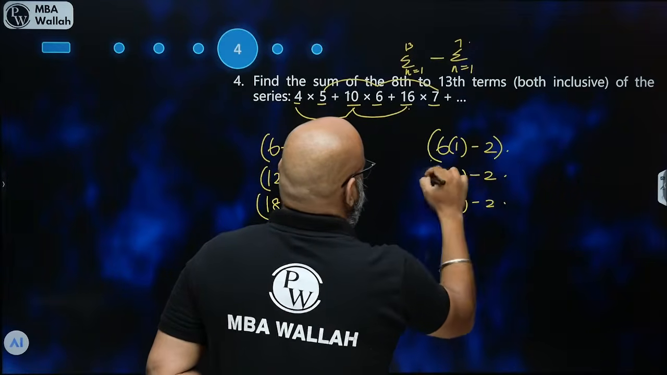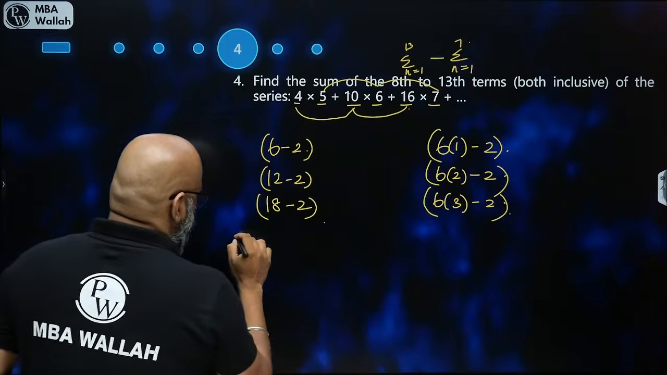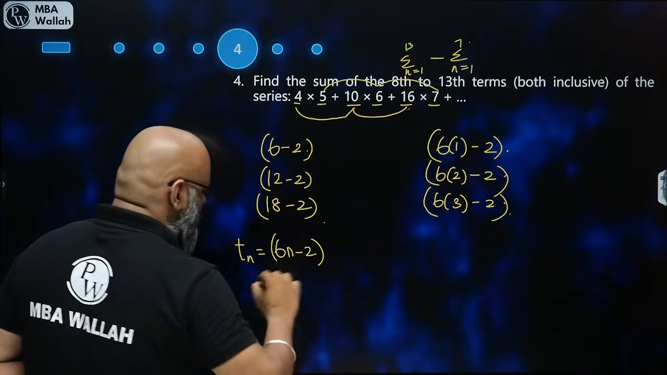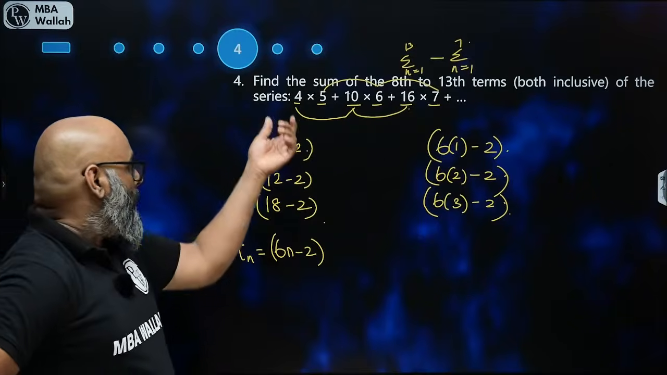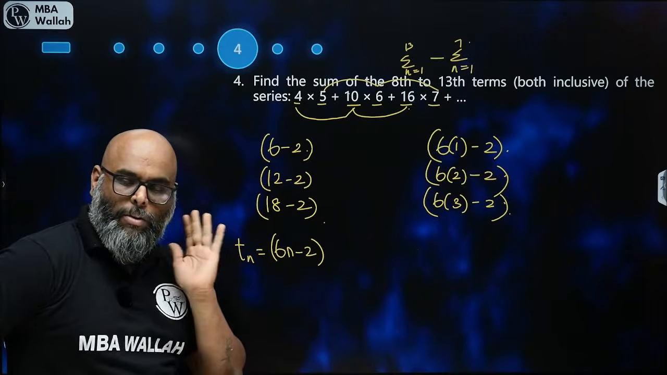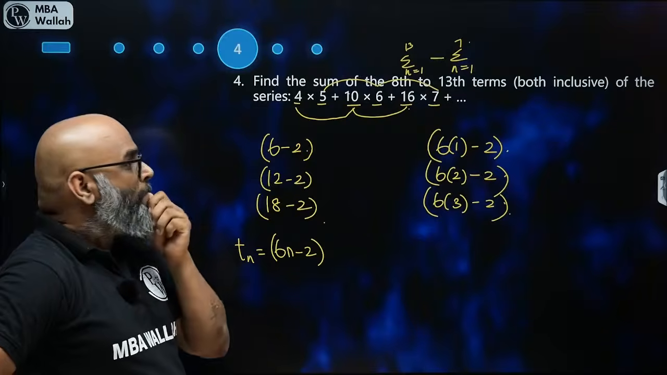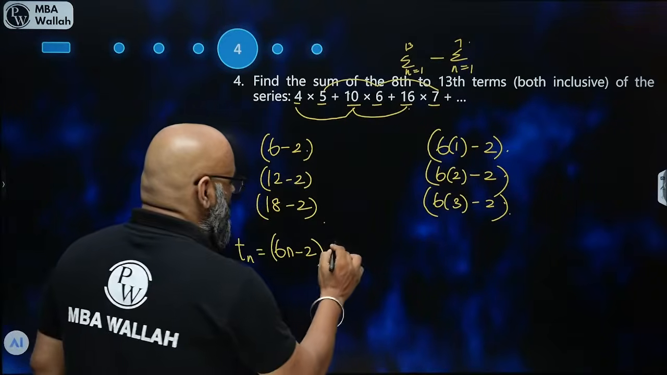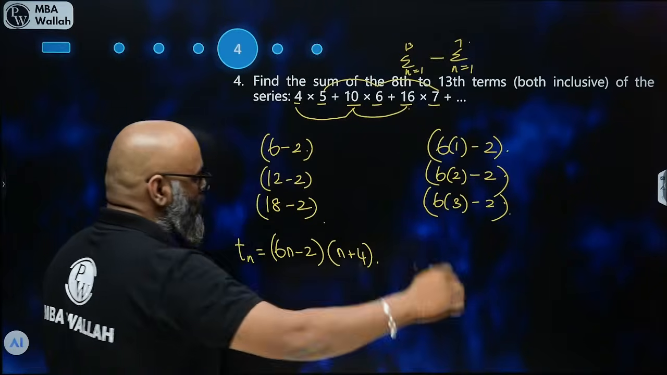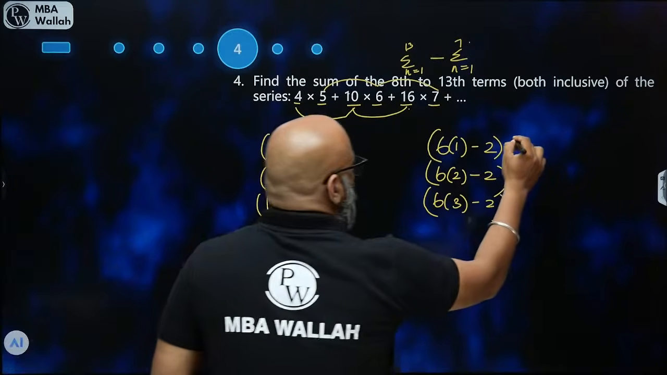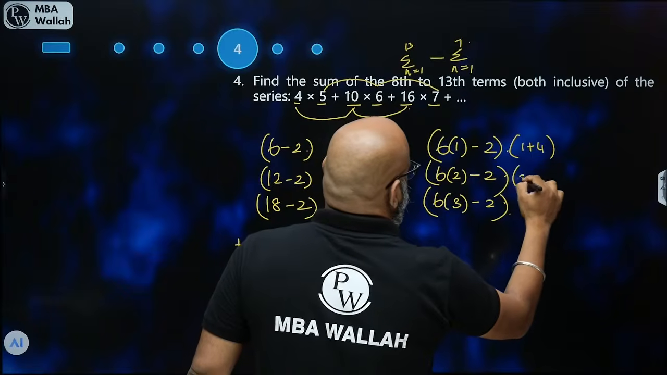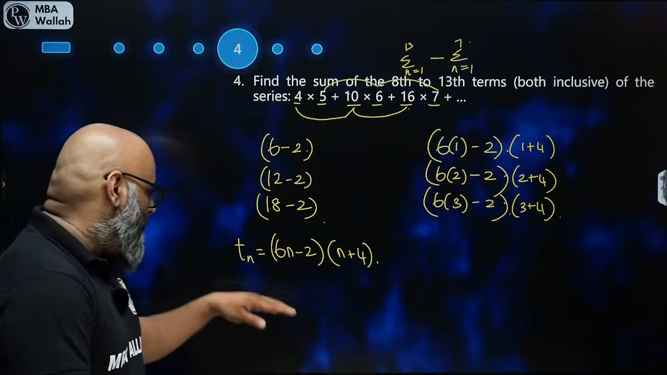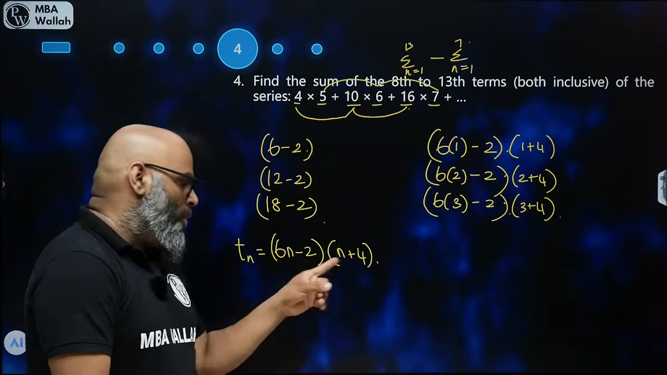So that means my Tn will be 6n minus 2. That's fixed. The first part of the series I can write as 6n minus 2. That is sure. But how can I write 5? Where n is 1, I need 5. I can think about that as n plus 4. So this will become 1 plus 4, 2 plus 4, 3 plus 4 and so on. The generic term will be 6n minus 2 into n plus 4.